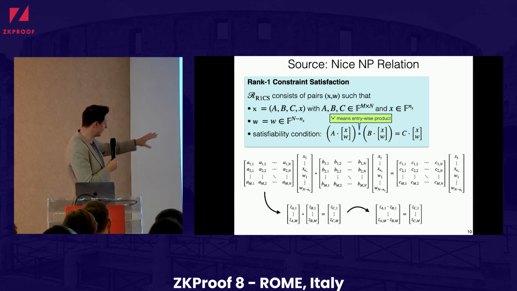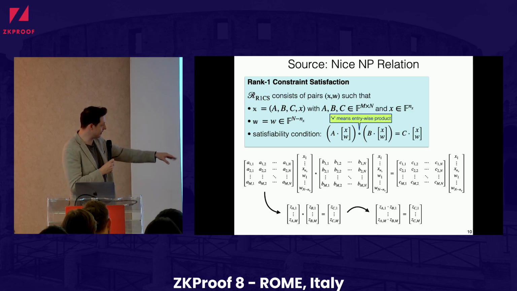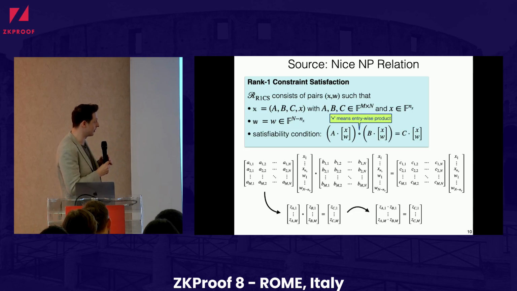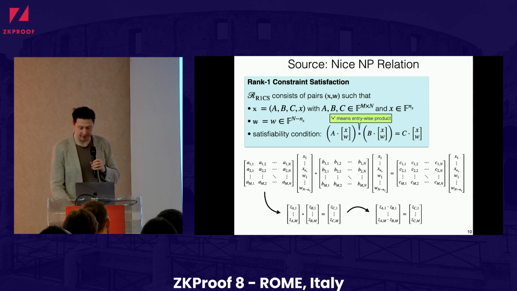You have these matrix-vector products, and the entry-wise product just means that I'm comparing the entry-wise product of the A and B matrix-vector products to the C one. Okay, good. This should be quite standard.